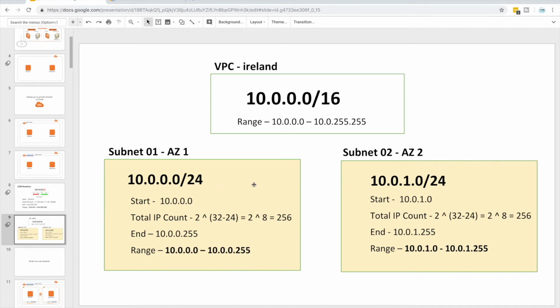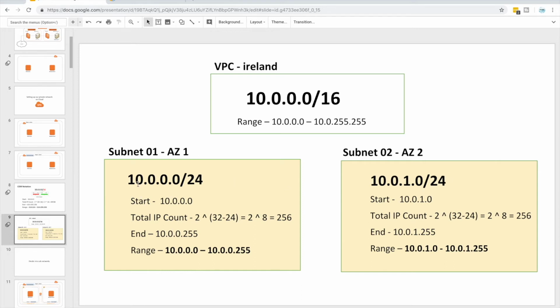Now you need to remember another important thing: these IP ranges that we have allocated to different subnets cannot overlap. So what do you mean by overlap? That means any IP address within this range cannot be the same as another IP address in this range. So let's take a look.